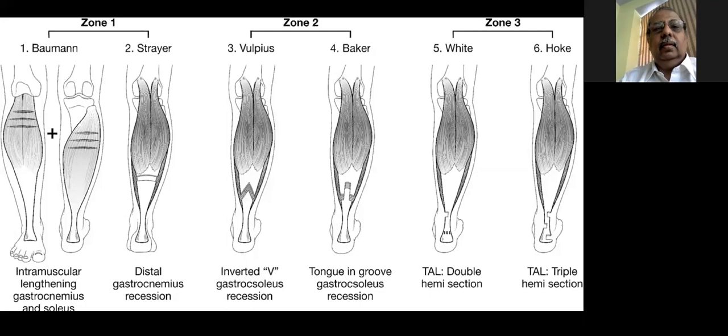Suppose you want to lengthen the gastrocnemius and soleus, then you will have to cut at this level. That is more than 1 finger breadth below the medial head of gastrocnemius. So at a lower level, if you cut it, you can cut the fascia alone. Underneath you have got the soleus muscle. Okay. So Vulpius and Baker's are usually called the gastrocnemius or gastrosoleus recession. Then you can do the tendo-Achilles lengthening, where you can lengthen both gastrocnemius and soleus. So this is another point which I want to tell regarding the correction of equinus.